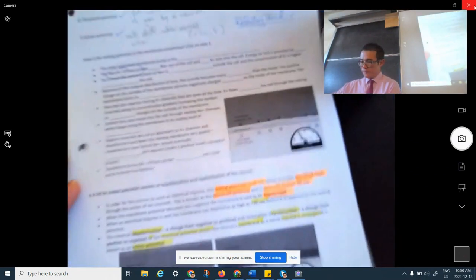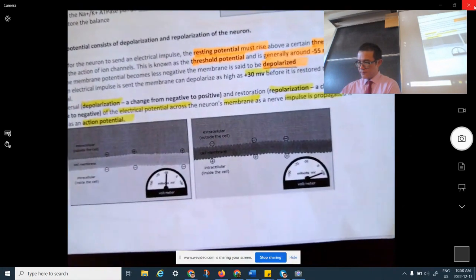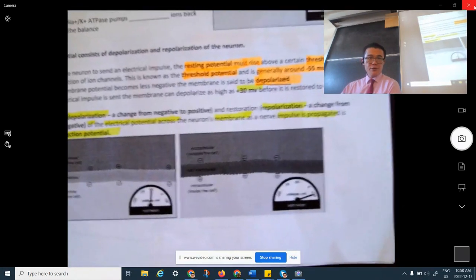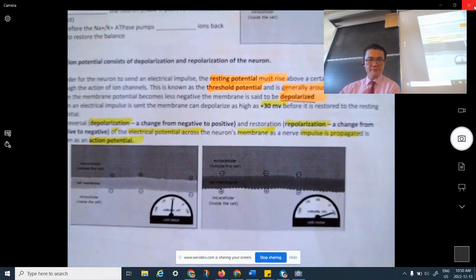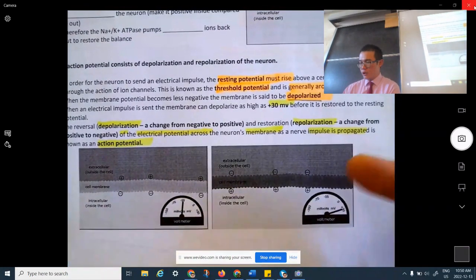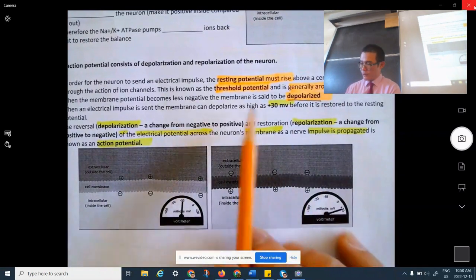Okay, so we're going to look down here. A few things are important. Make sure you highlight it. And we're going to add some onto the graph on the other side too.